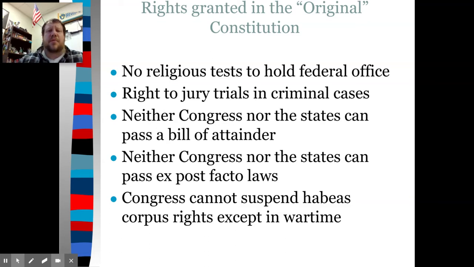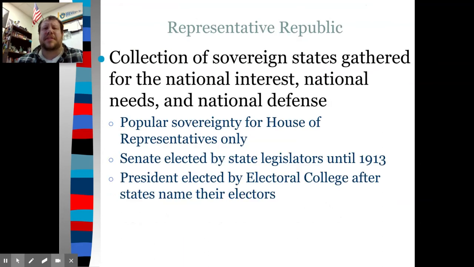And that's allowed except in wartime. So that's what they thought were enough of the rights to be present there. A lot of people didn't like it.